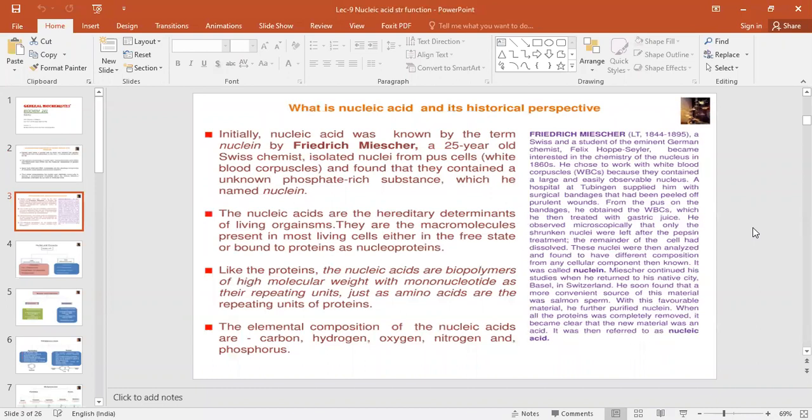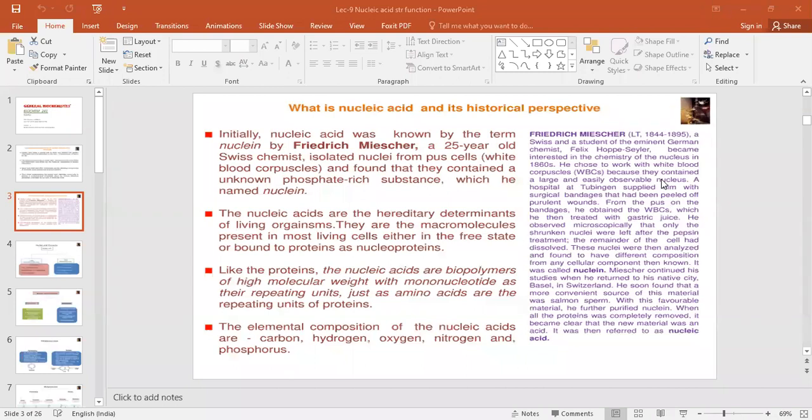First of all, there is one scientist, Frederick Miescher. He was a 25-year-old scientist, and he isolated nuclei from white blood corpuscles, means WBC cells. He isolated the nucleus of that WBC, and what he found was that in that nucleus there is a phosphate-rich component. And he gave the name nuclein to that phosphate-rich component.